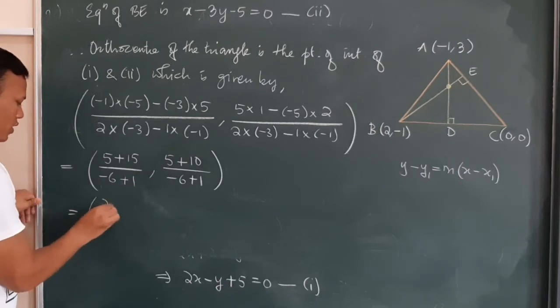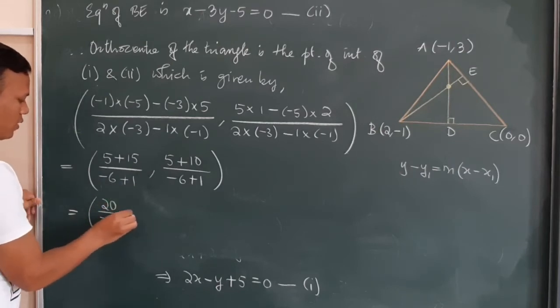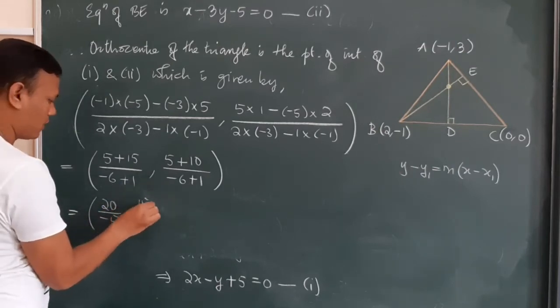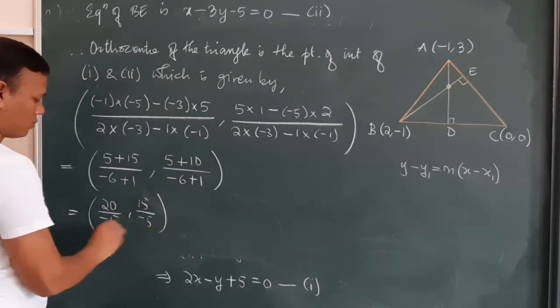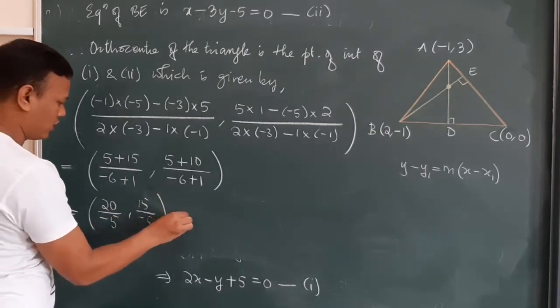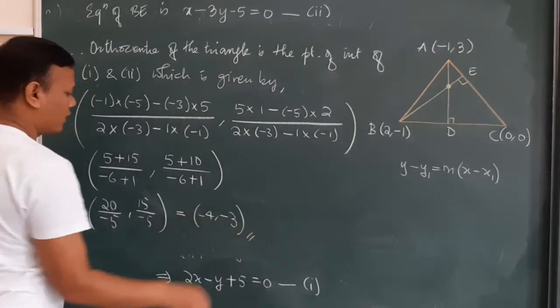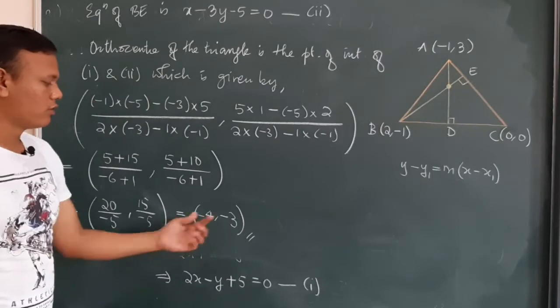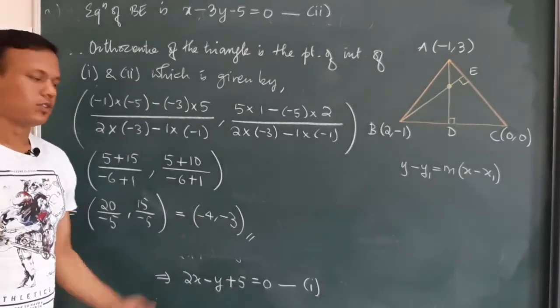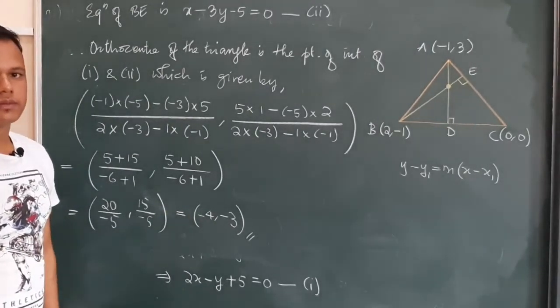So 20 by minus 5, comma, this is 15 by minus 5. So how much is this? After cancellation you will see that this will be equal to minus 4 comma minus 3. So that's why the orthocenter for this particular triangle will be minus 4 comma minus 3. So you may pause the video to note down.